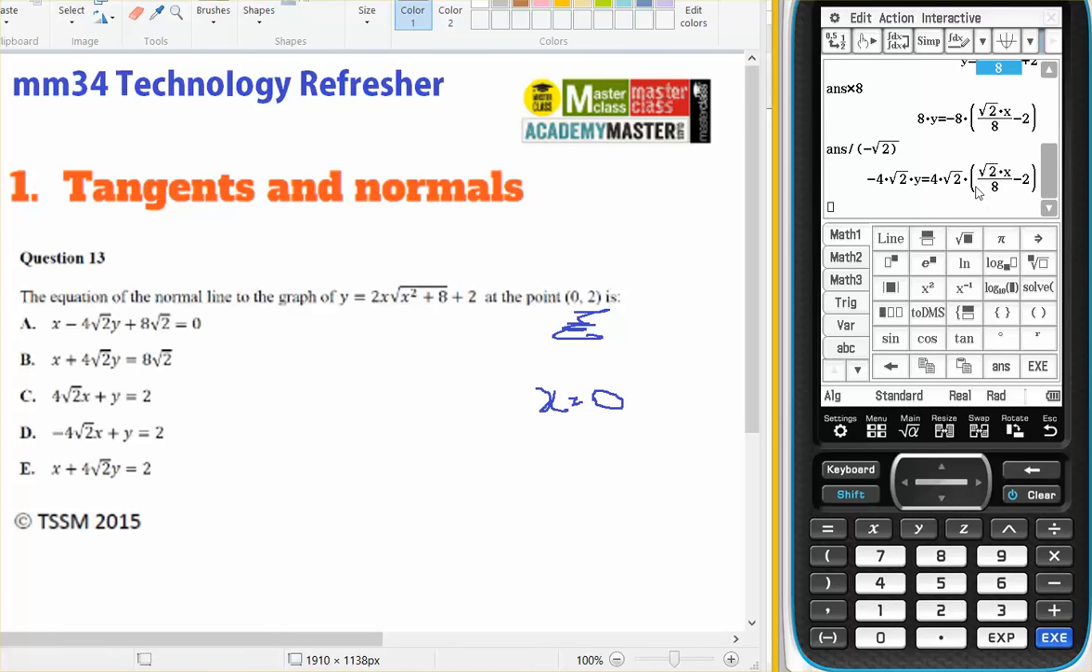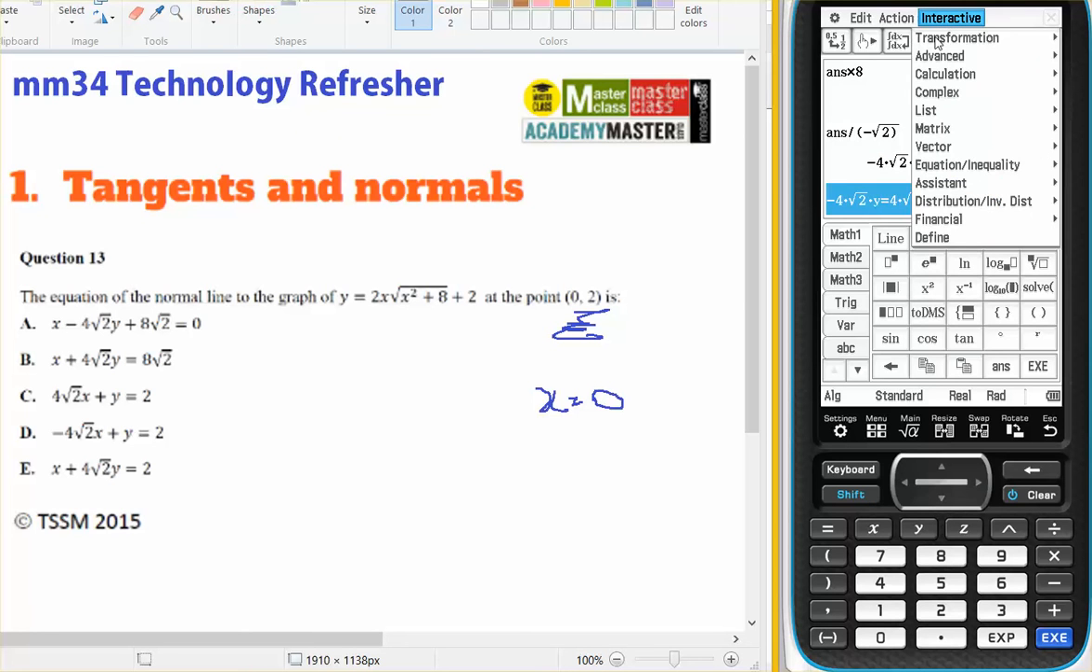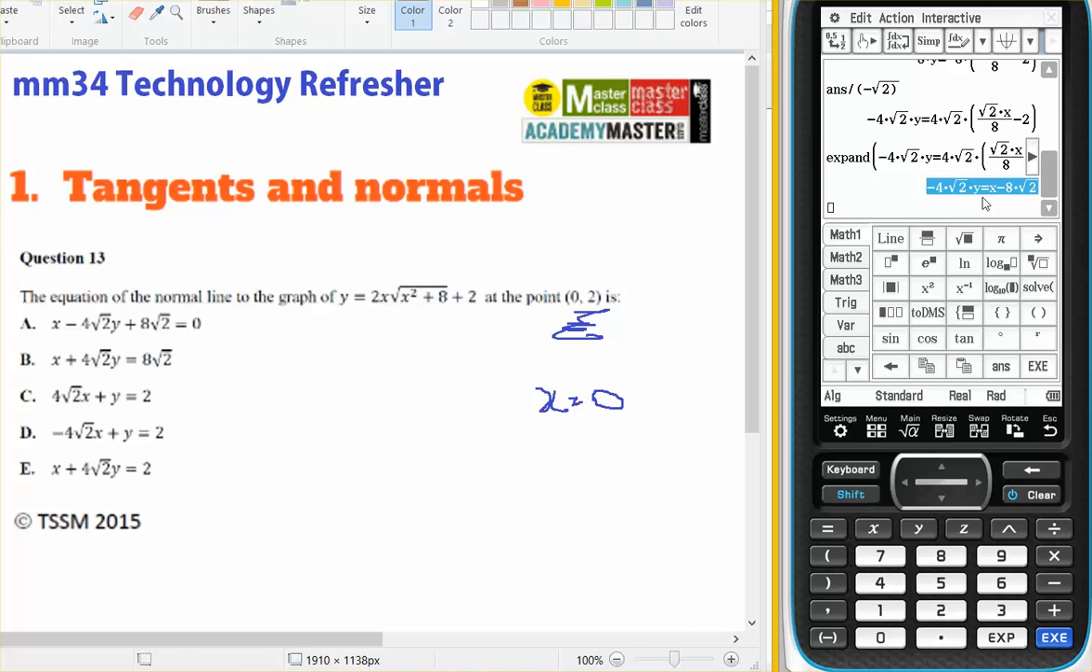Now what can I do with this? I'd like to expand or simplify this, so maybe I go Interactive, Transform, Expand. Okay, and I'm looking for an answer which is x minus 4 root 2 y equals 8 root 2. x minus 4 root 2 y equals 8 root 2. The answer is B.